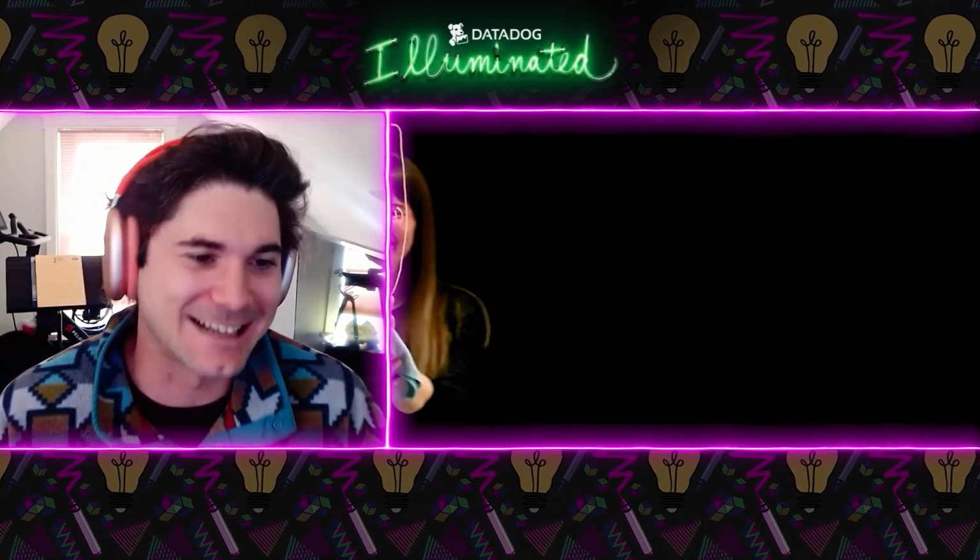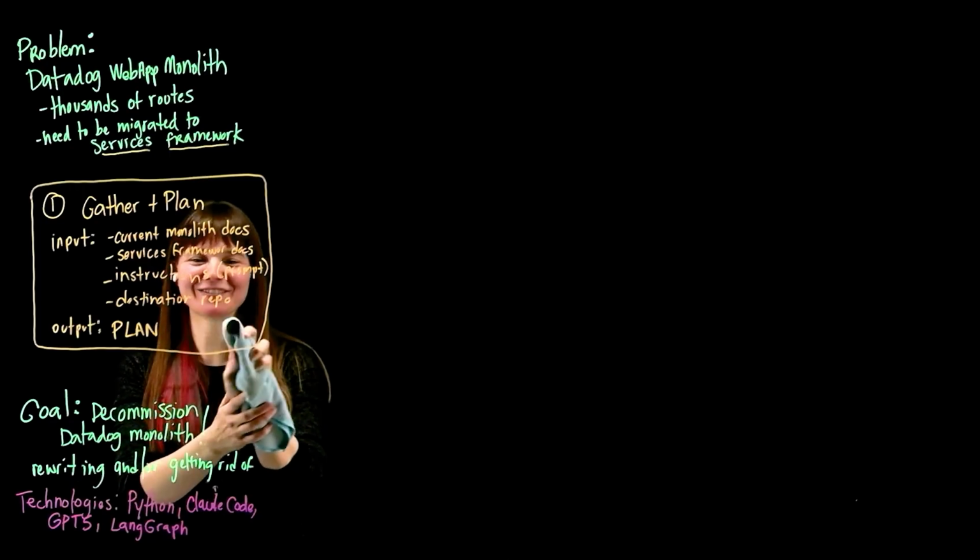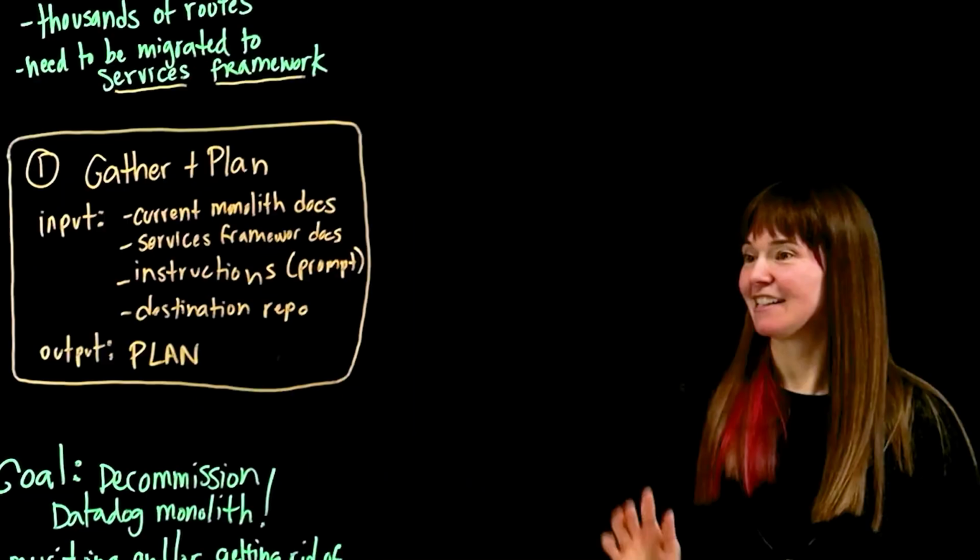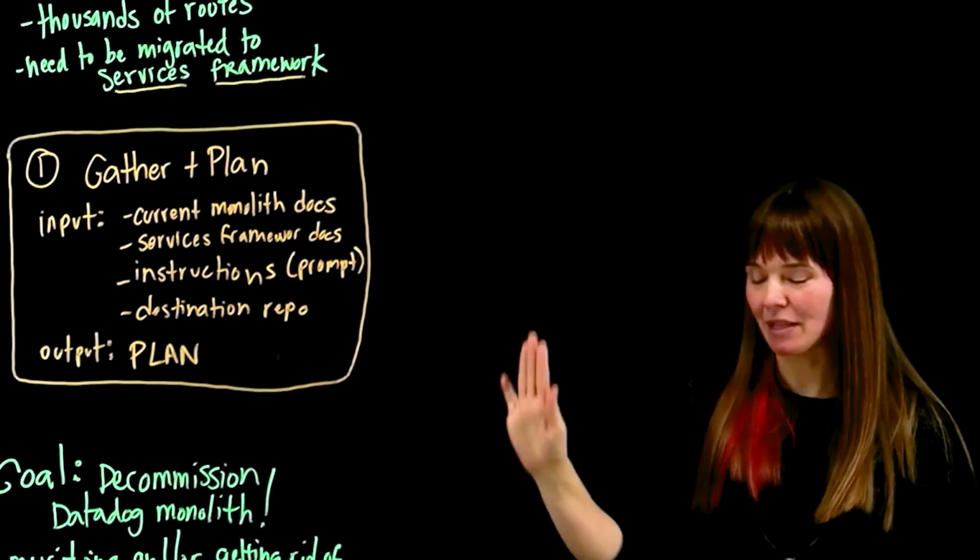Well, it's just a plan, but the plan includes everything. It's a plan to write the test. Yes, exactly. The code plan, the test plan. We're just going to write plan. It's a big old plan. So that's step one, gather and plan.